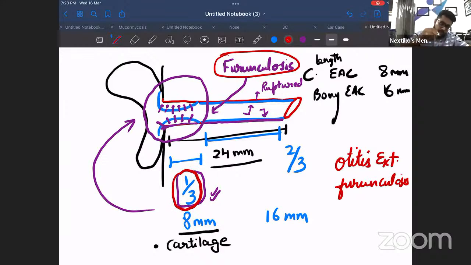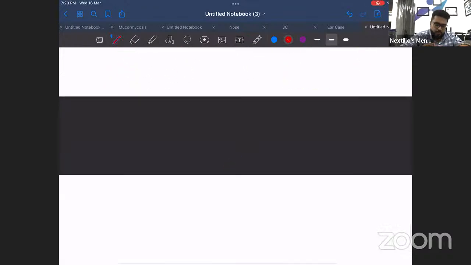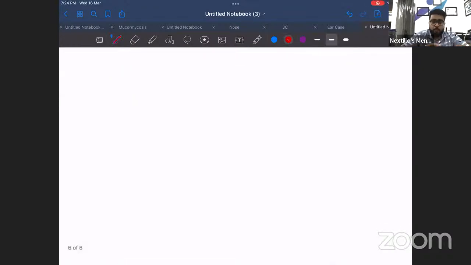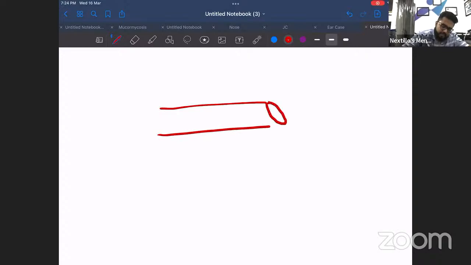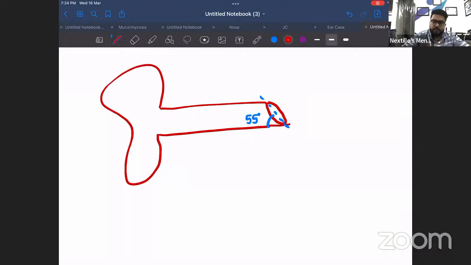Clear? Now I would like one of you to focus here. I have not made this in the correct way, but I have still not made it straight because the tympanic membrane is never straight in our body. It is placed at an angle with both the planes. If I was supposed to draw it like this, it will be at an angle of 55 degrees, actually 55 degrees.